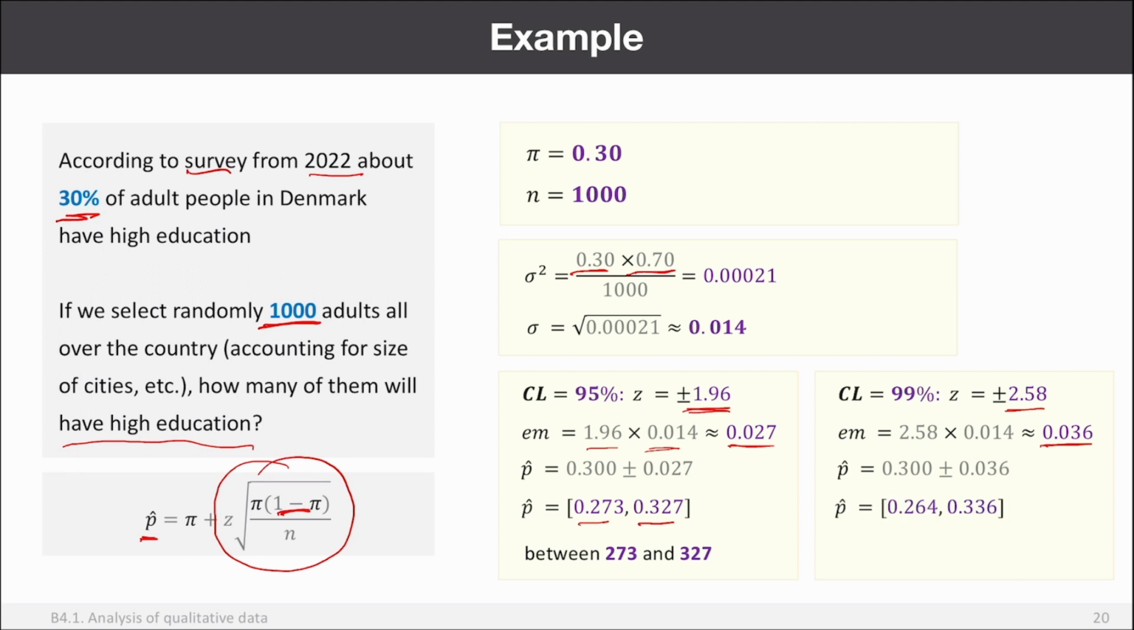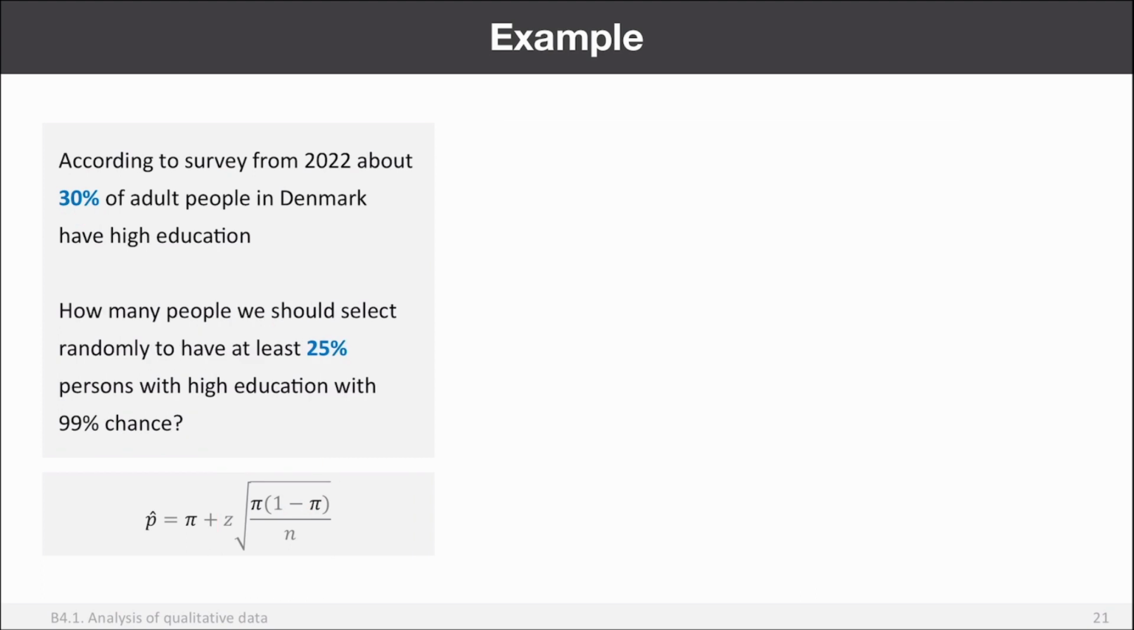And that gives you the interval, which means that if you work with 99% confidence, you have 99% chance to get a sample. And if this is true, and this is true, we know it, right? Then the number of people with high education in the sample will be between this and this. Okay. So this is one example. Now let me show you another example.